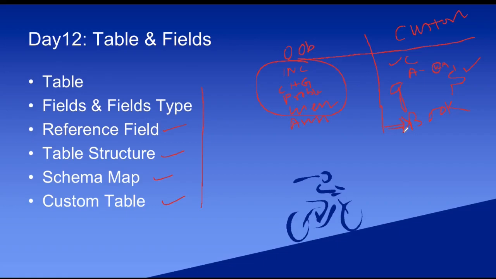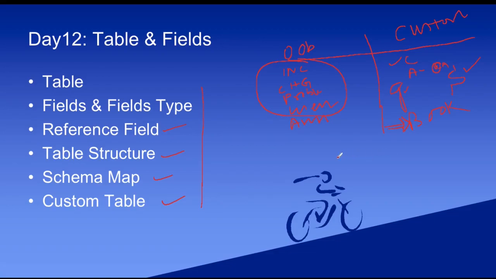So a custom table is chargeable, and before you create the custom table, you should check with your ServiceNow relationship manager. A custom table can be created under the global scope as well as a scoped application. We'll talk about that a little later. But when you create the custom table, it will start with u underscore then the table name.